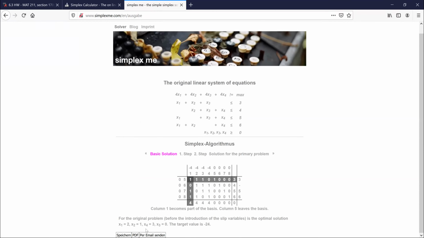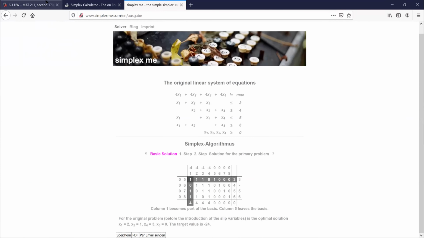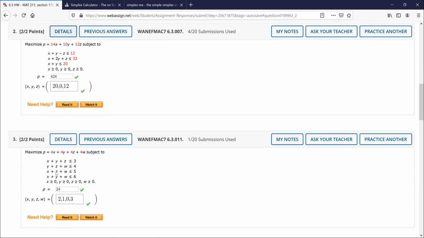All right. So our solution is 2, 1, 0, 3. For some reason it gives it out of order. 2, 1, 0, 3, and then it gives you the value. It says it's negative, but you always make it positive. There's probably a reason for that, but that should do it there.